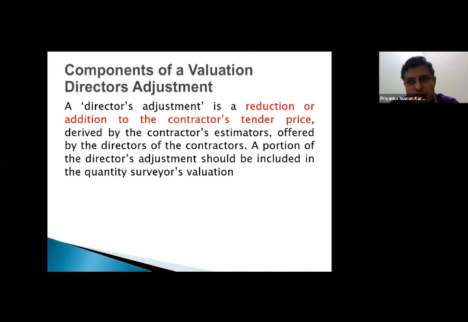So director's adjustment is not rocket science or something new. It is a reduction or addition to the contractor's tender price, derived by the contractor's estimate offered by the directors of the contractor. In simple terms, this is the discount given at the time of submission of the tender. If the tender has been accepted with this particular discount which has been given by the company, how are you going to assess that portion of the directors' adjustment? Because normally when progressive payments are made, you are deducting an apportionment of that particular deduction.